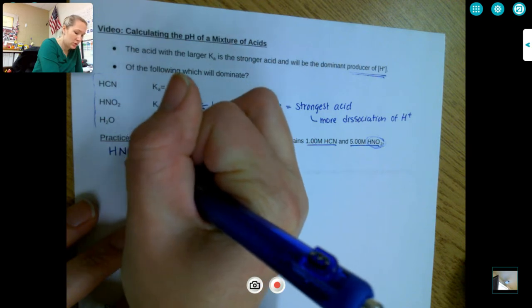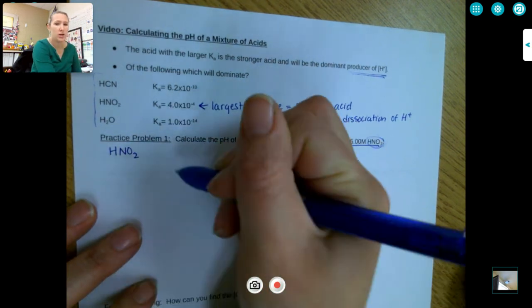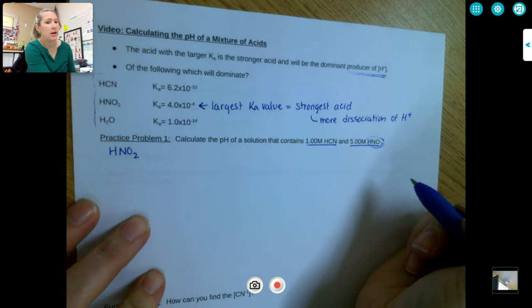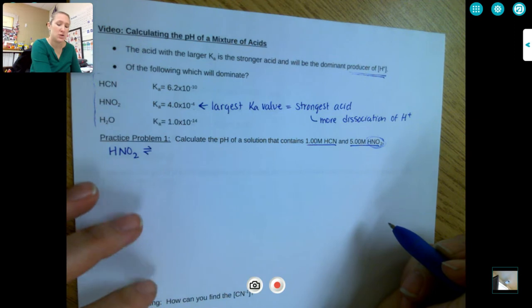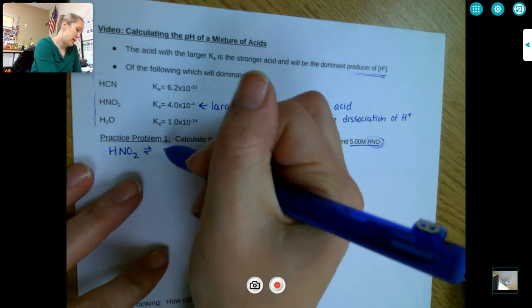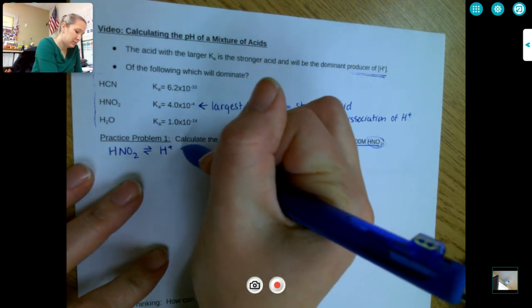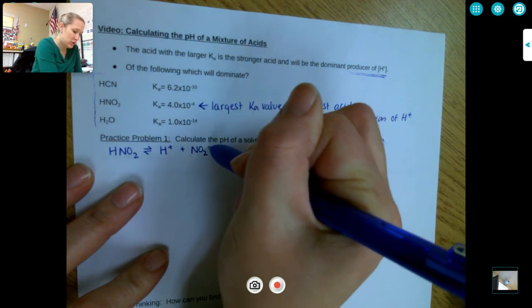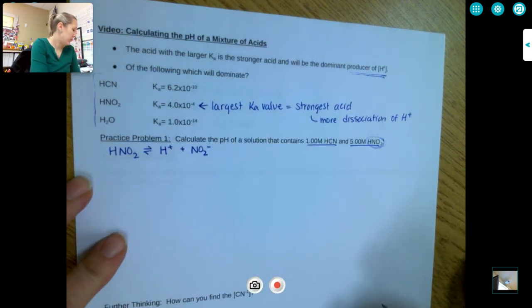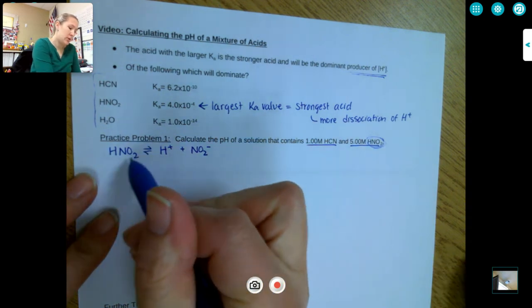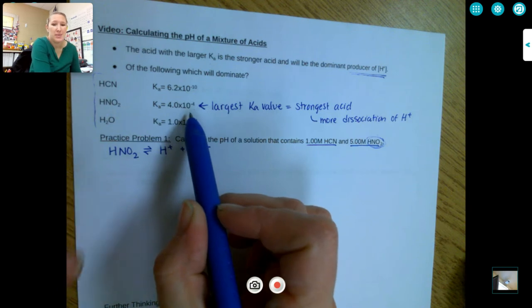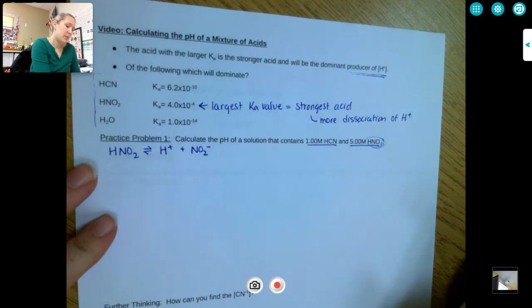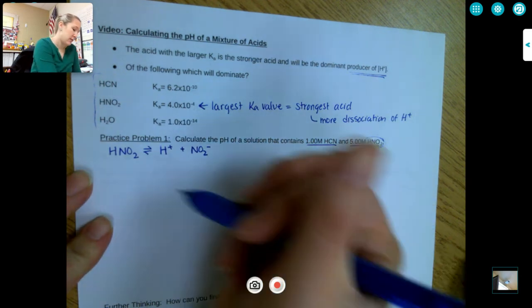We could continue writing these by being in water and showing hydronium and our anion. But at this point, we know that this really breaks apart into its two ions. Our two ions are our hydrogen ion and our nitrite ion, or NO2 minus. And we are in equilibrium. This is a weak acid. I know it's a weak acid because I can see it has a small Ka value in terms of strong versus weak acids. We'll also see it listed on our chart of Ka values.